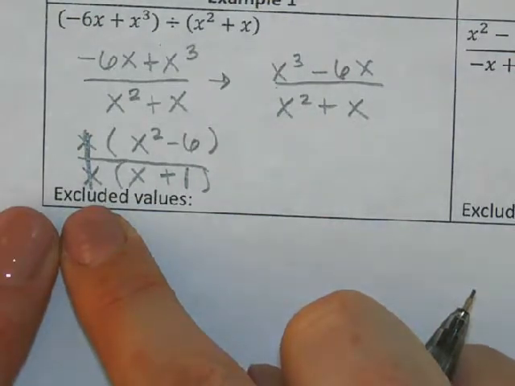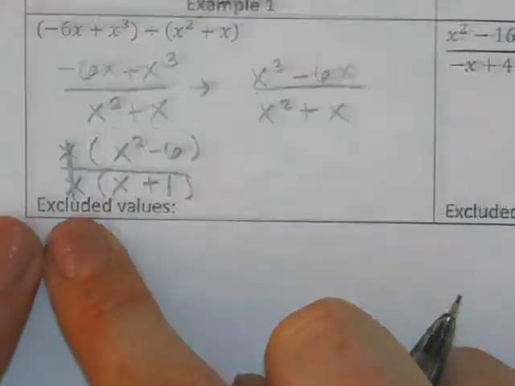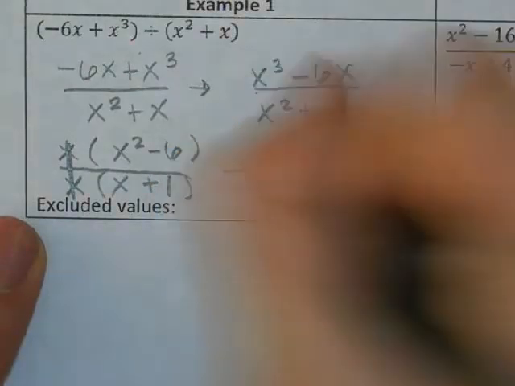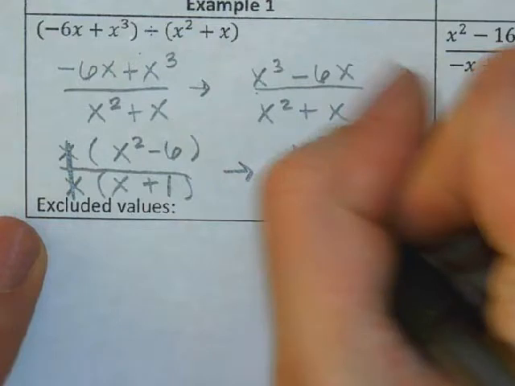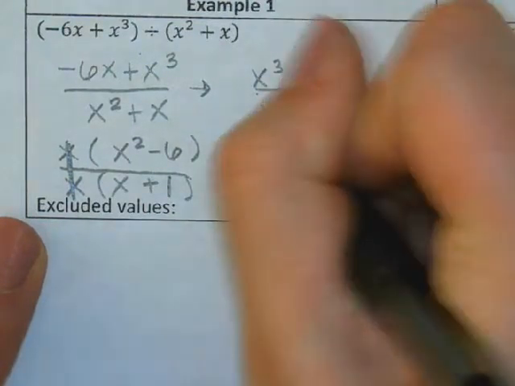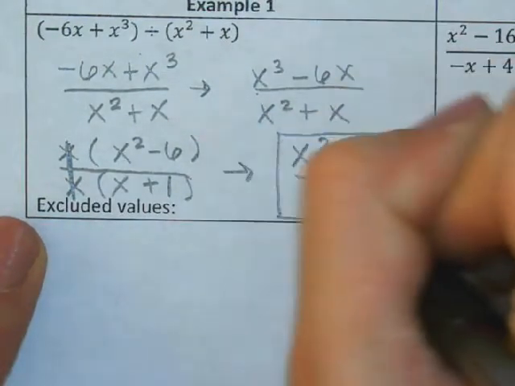Right? And then step 5 says simplified form. So that means that I'm at my final answer: x squared minus 6 over x plus 1. That is my simplified form, and I am finished.